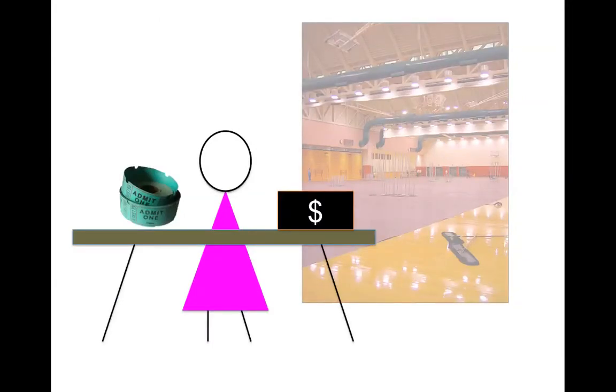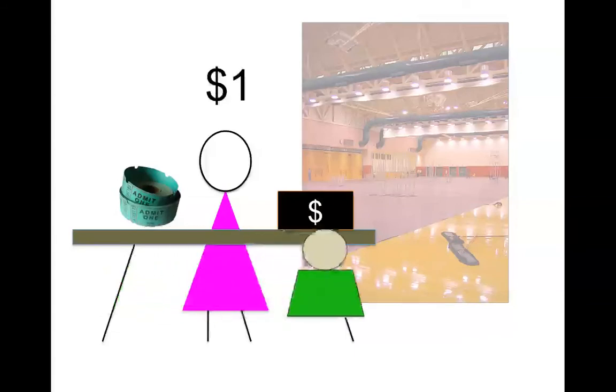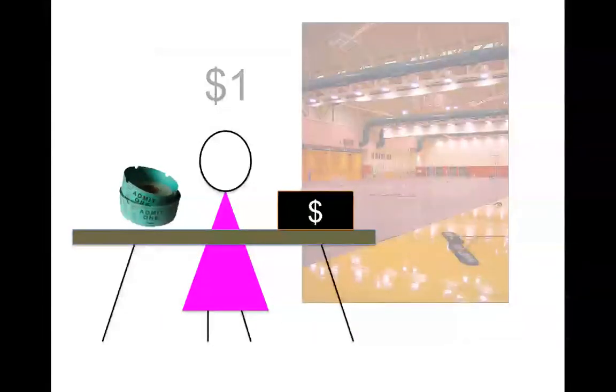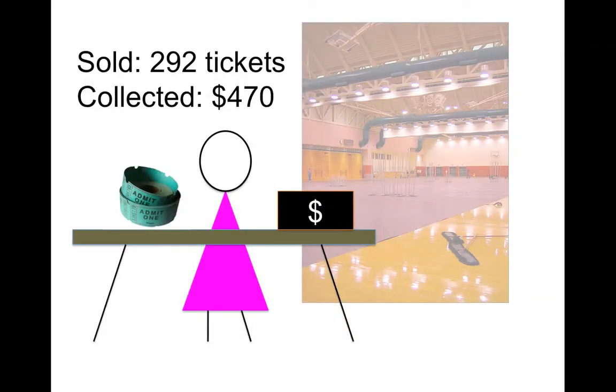Here's a new problem. You're selling tickets at the entrance to the basketball game. For every student that attends the basketball game, you charge them $1. $1 please, for every student. For every adult who attends the basketball game, you charge them $3. $3 for every adult. At the end of the night, you have sold 292 tickets and collected $470.